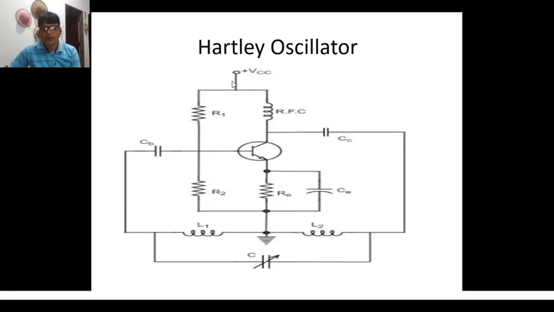Now, when the collector supply VCC is switched on, collector current starts rising and charges the capacitor C. When this capacitor is fully charged, it starts discharging through L1 and L2, setting up damped harmonic oscillations in the tank circuit, which produces an AC voltage across L1, which is applied to the base emitter junction of the transistor and appears in amplified form in the collector circuit.